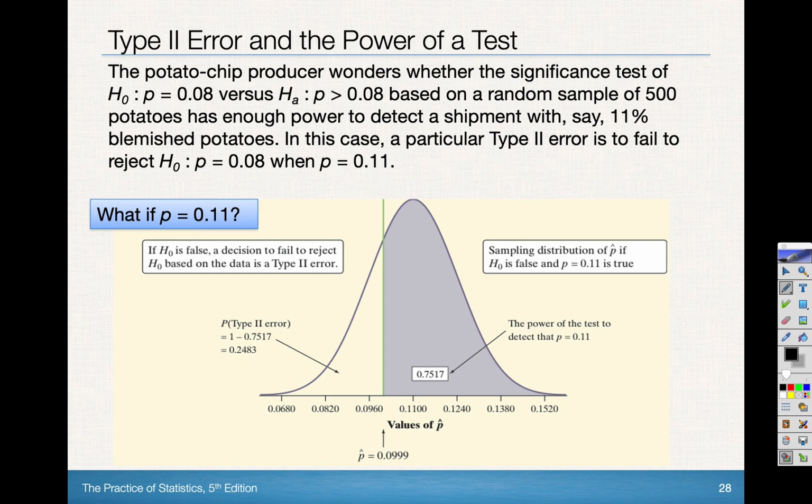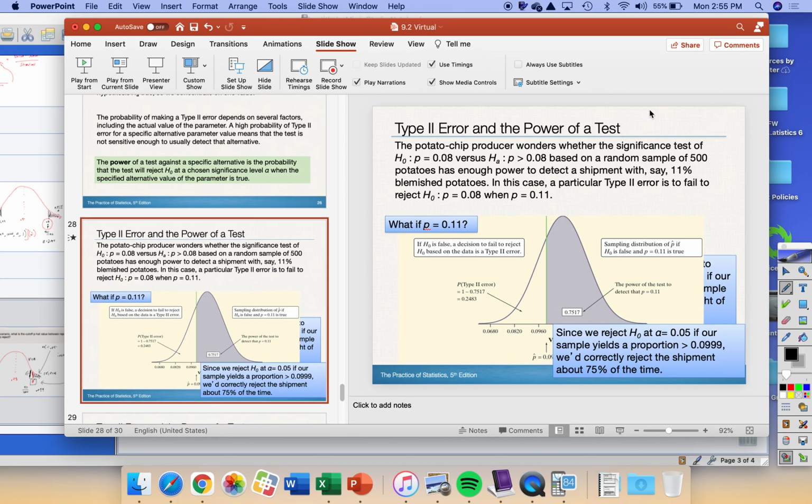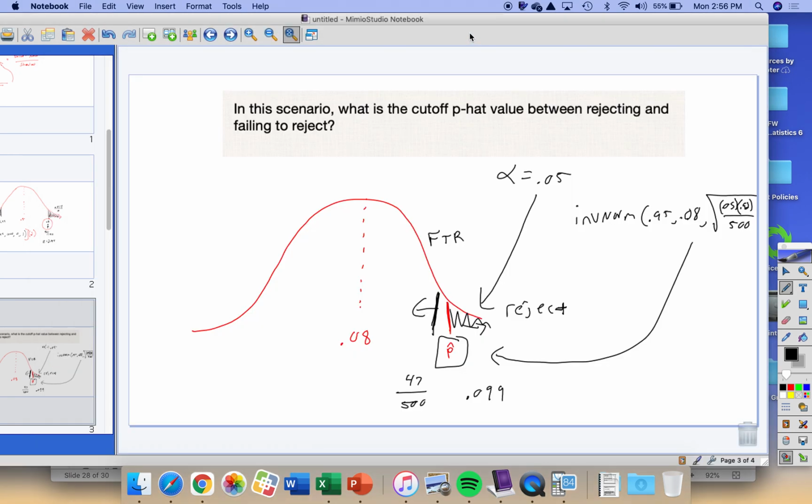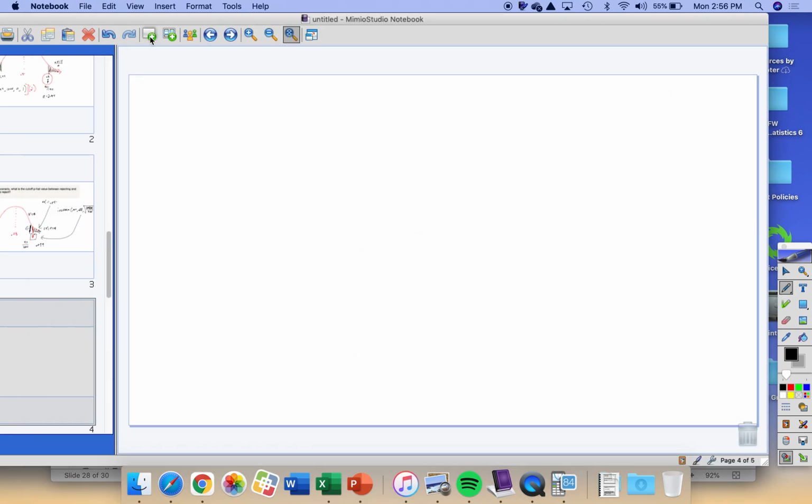This probability will change if the parameter is different, right? If the proportion of blemishes was actually 0.10, then this would change because my center would now be at 0.10, not 0.11. Okay, how did I find this value? I'll show you. Okay, so we have a whole different distribution now.